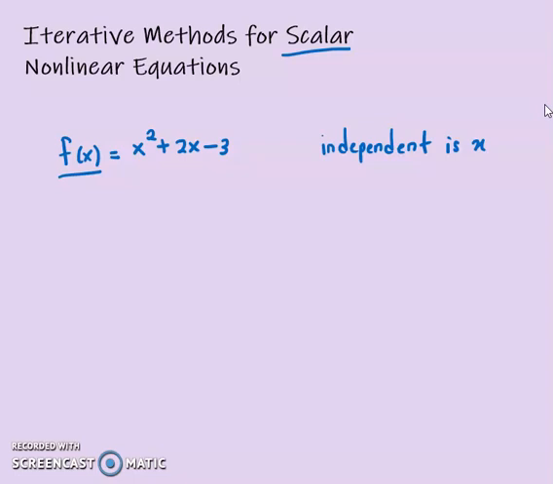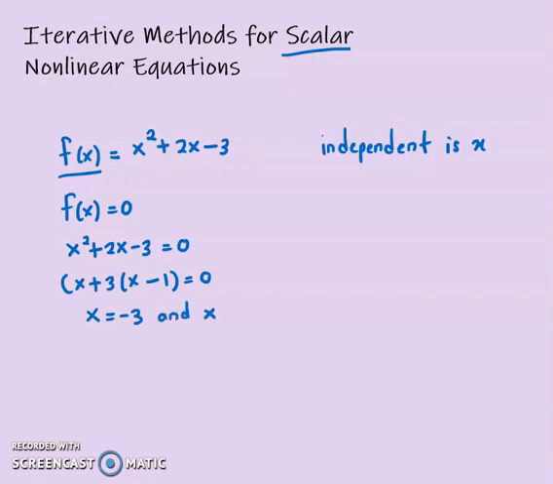Okay, so let's see, when f(x) equals 0, I have x squared plus 2x minus 3 equals 0. So I have (x plus 3)(x minus 1) equals 0. So I managed to find the roots. The roots are minus 3 and 1. So you have the solution, the roots. There are more than one value here. There are two roots here.